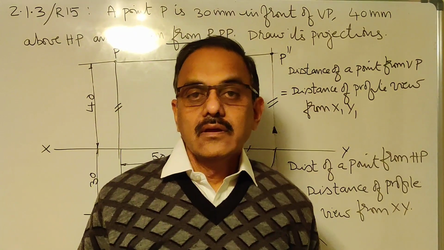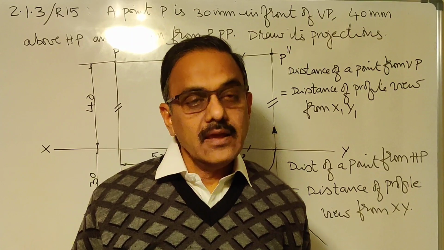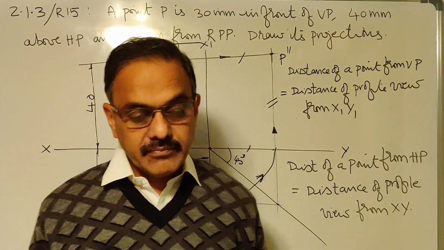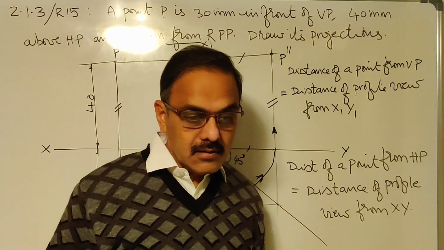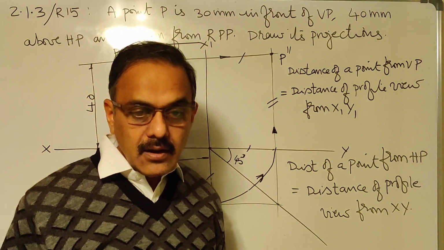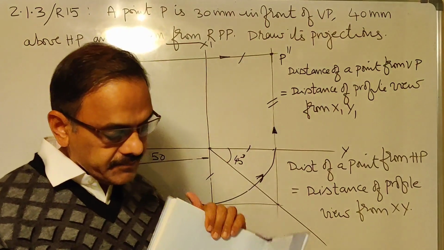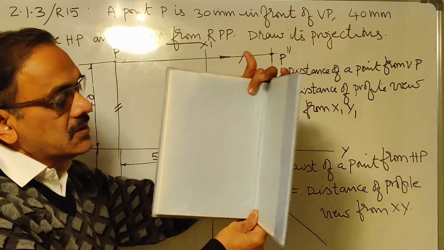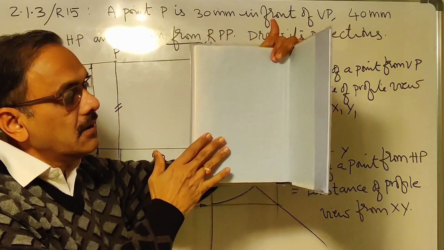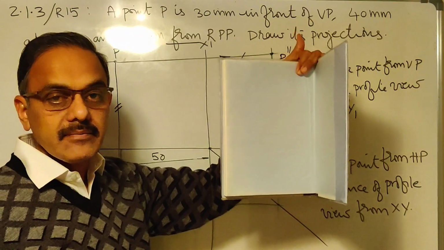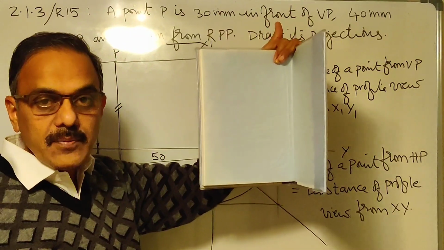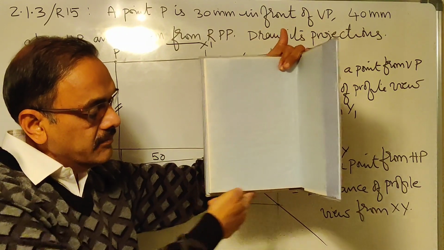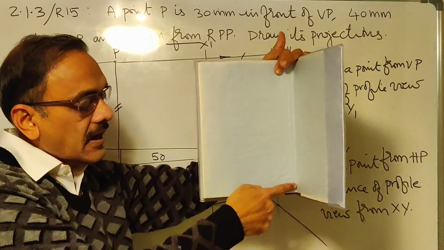Okay students, let us see why this procedure is adopted to get the profile view of a point. Let me show you VP and RPP like this. So you can consider this to be VP and this as right profile plane. They are mutually perpendicular to each other. Now this is your XY line, this is your X1 Y1 line.